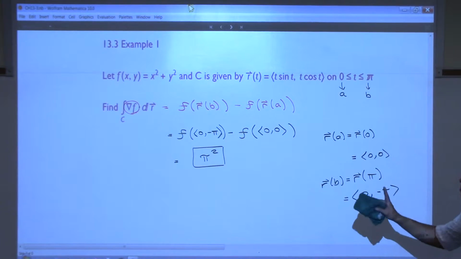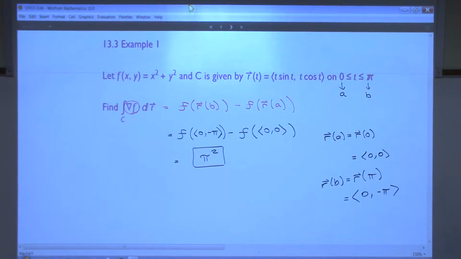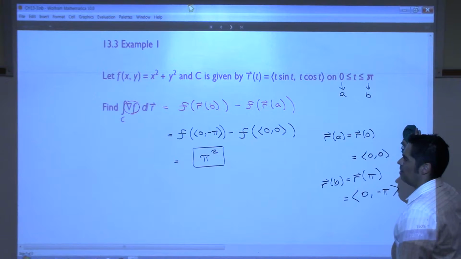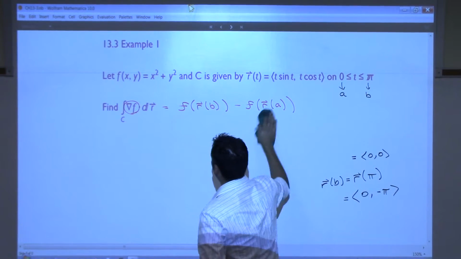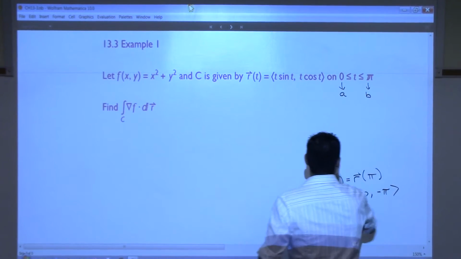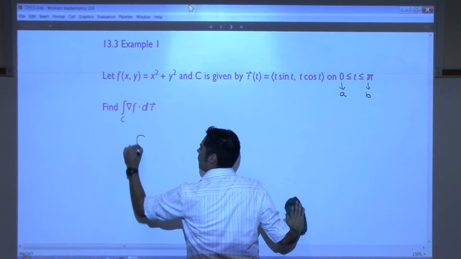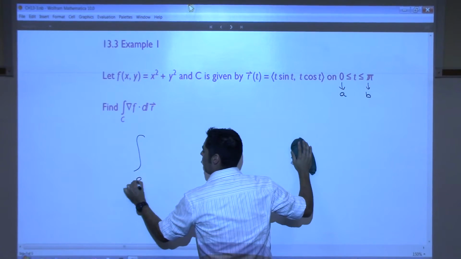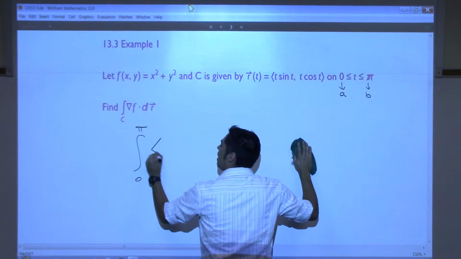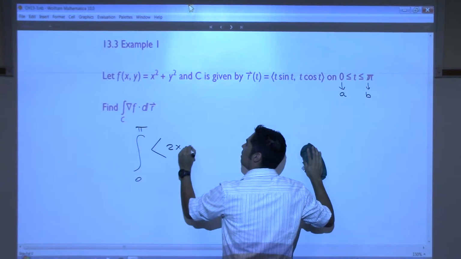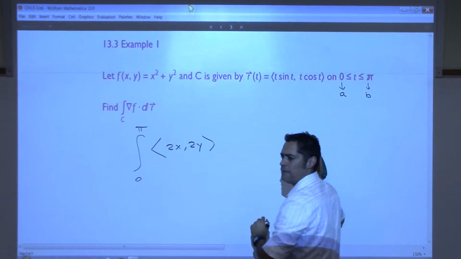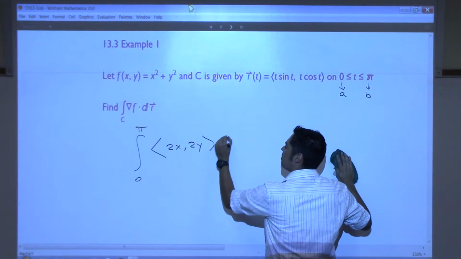Now let me show you briefly how you could have made this problem a lot harder, and that's by not understanding that you can use the fundamental theorem of line integrals. So you say, okay, I know how to do this, I'm going to have to figure out what the gradient of f is. So I'm going to go from 0 to pi. Gradient of f is 2x, 2y. Then you're going to dot that with dr. What's dr?